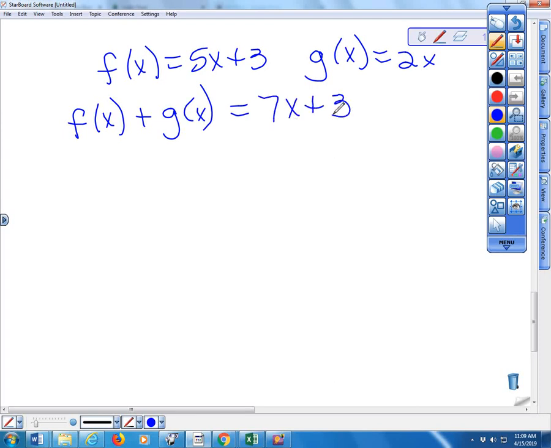Now if you did notice, on your review, it said find, I better see exactly what it said. Perform the indicated operation and state the domain. It's going to be the same kind of thing on your test. If you don't state the domain, you're going to miss half a point on every one of those.